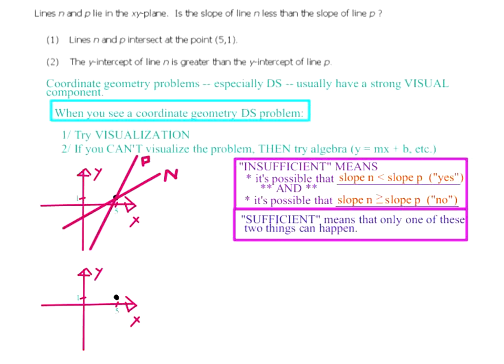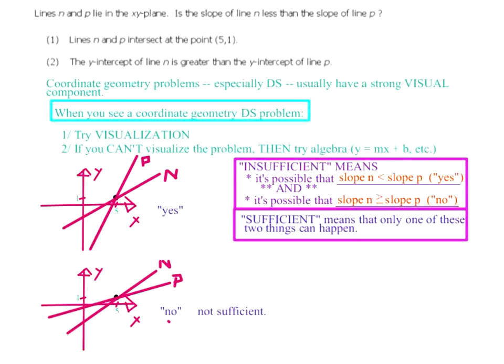So that would be a yes to the question, because the slope of line n is less. There's a bunch of ways you could draw that, but then you can just draw it so that it's no. So here's line n, and then here's line p. So switch the roles of the 2 lines. That's a no. So this statement's not sufficient.